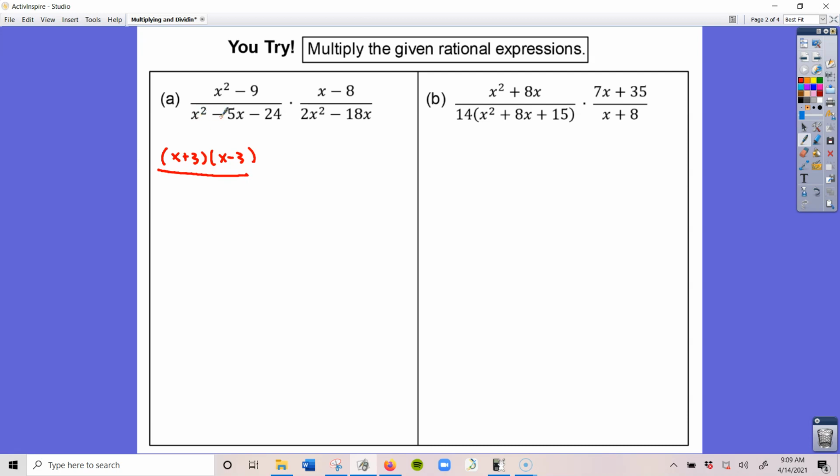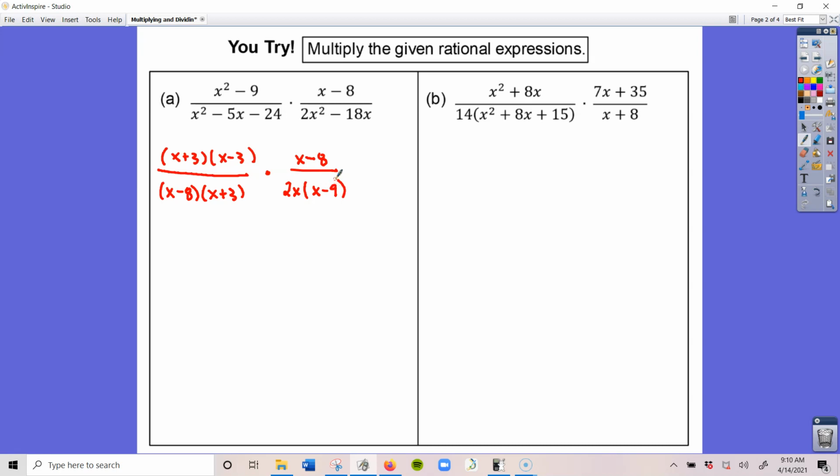x squared minus 5x minus 24 can be factored to x minus 8, x plus 3, since negative 8 times 3 is negative 24, and negative 8 plus 3 is negative 5, times. In the numerator, we have this x minus 8 that cannot be factored, but in the denominator, we have 2x squared minus 18x. Both of these terms have a 2x in common, so I can factor out the 2x, and that would leave me with x minus 9.